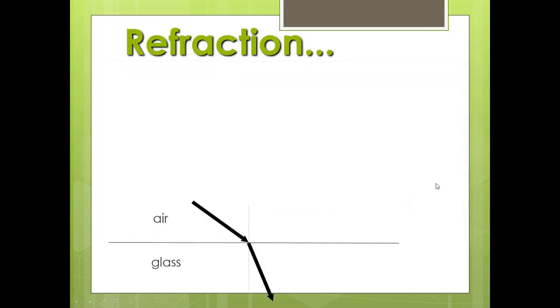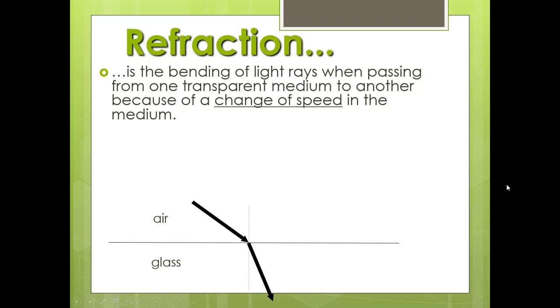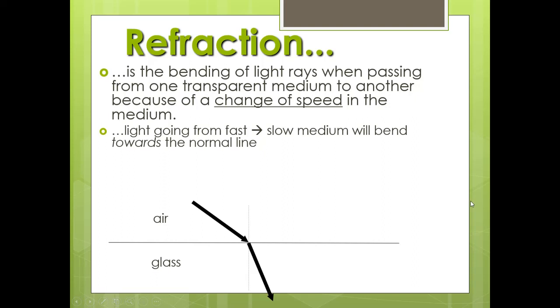Refraction is something you may have seen before. Say you have this light beam here coming in from air into a piece of glass, and it bends. Refraction is when the light bends because there's a change in speed that takes place when the light goes from one medium to another. It's going to travel faster in the air and then slow down as it passes through the glass. So the general rule is that light going from a fast to a slow medium will bend towards the normal line. Now the normal line is this dashed line right here that is perpendicular, or 90 degrees, to the surface.